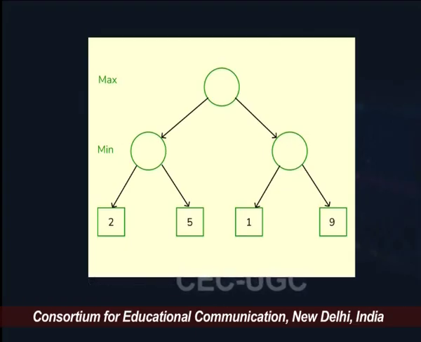So, when we try to minimize the possibilities at the middle layer, the minimum of 2 and 5 is 2, which is taken up to that level. The minimum of 1 and 9 is 1, taken to the middle layer. At the top layer, which finds the maximum of the two numbers from the min ply, which are 2 and 1, the max is going to be 2. So, in this way your minimax algorithm works.